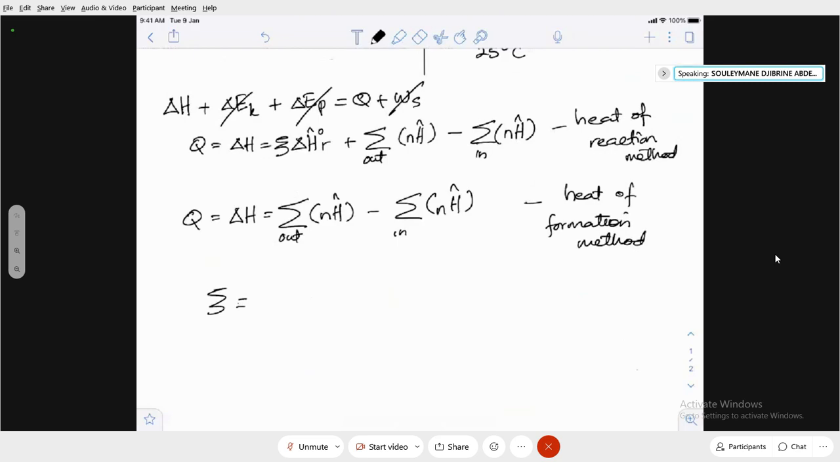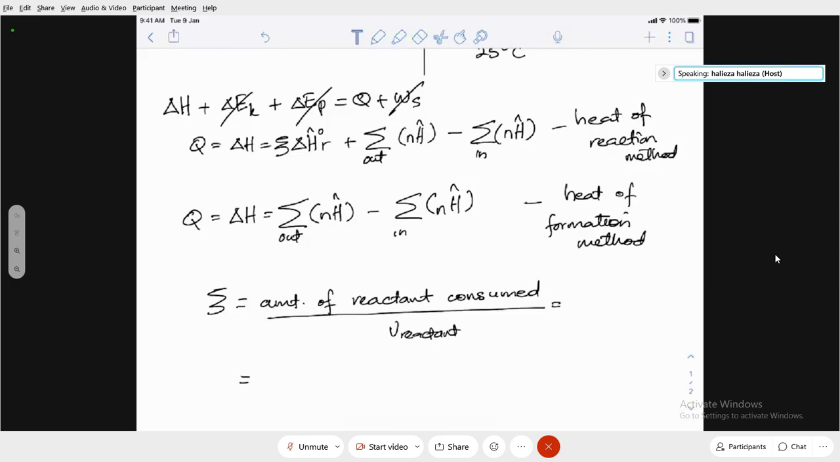Yeah, I think it's N in minus N out divided by the stoichiometric coefficient. The amount of product, if you're looking at product, or amount of reactant, if you're looking at reactant, consumed divided by its stoichiometric coefficient of that reactant.